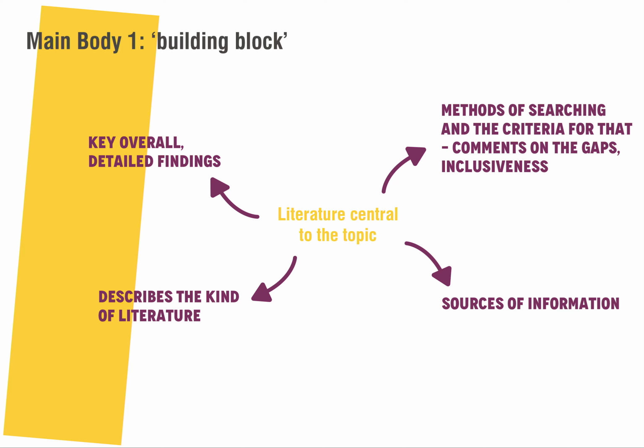So to go over that again and make it clear, this is a diagram of the literature that's central to the topic you're investigating in your review. It can be broken down into 4 dimensions or elements. So the first one, it provides detailed overviews of your findings. It explains your methods of searching for literature and information and the criteria that you used, commenting on gaps in information or knowledge. It presents the sources of information that you've utilised, and it describes the kind of literature that you've found.